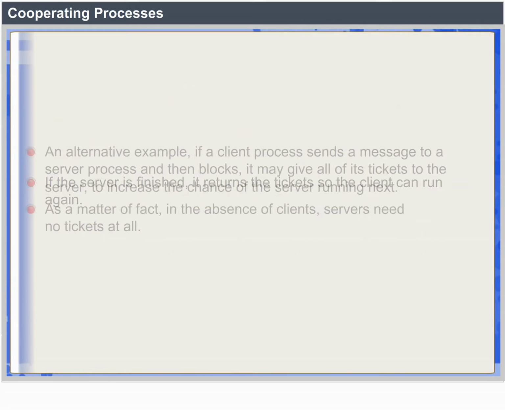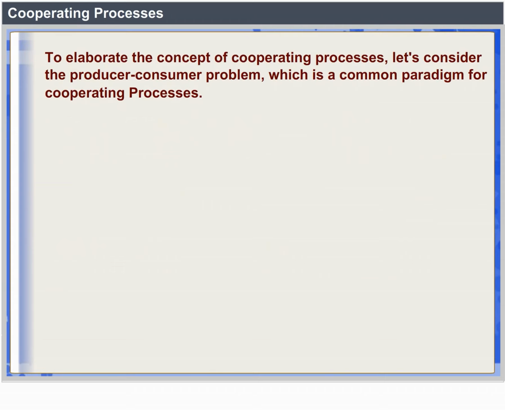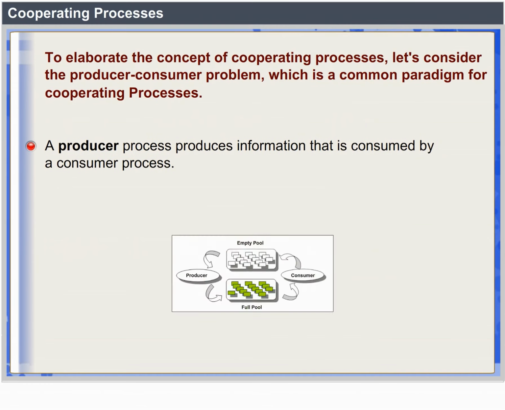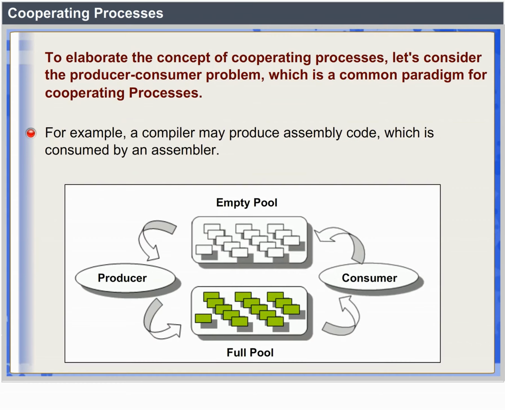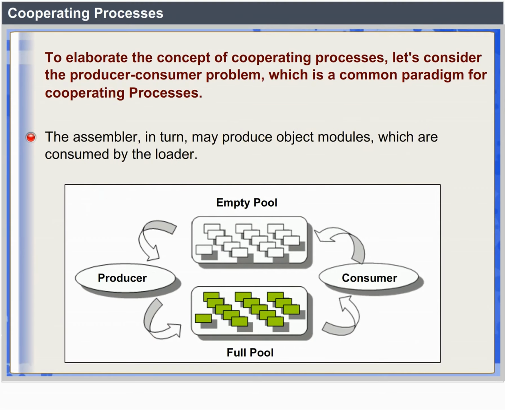To illustrate the concept of cooperating processes, let's consider the producer-consumer problem, which is a common paradigm for cooperating processes. A producer process produces information that is consumed by a consumer process. For example, a compiler may produce assembly code which is consumed by an assembler. The assembler, in turn, may produce object modules which are consumed by the loader.